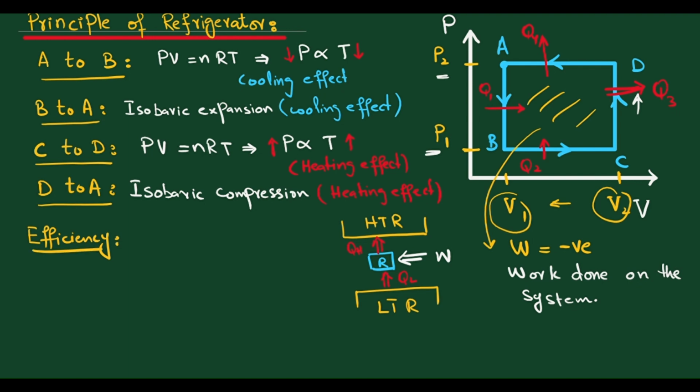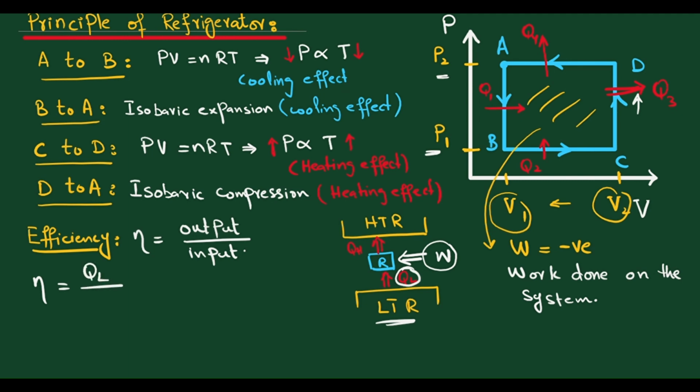The efficiency is equal to the output divided by input. Here the output of this refrigerator will be QL, which is desired. The heat leaves the low temperature reservoir. As we know, heat cannot flow out of the low temperature reservoir by itself, but in this process, because the work done is negative and work is done on the system, the heat flows from the low temperature reservoir to the high temperature reservoir. So our output is QL, the heat that travels from the low temperature reservoir, and our input is the work done.